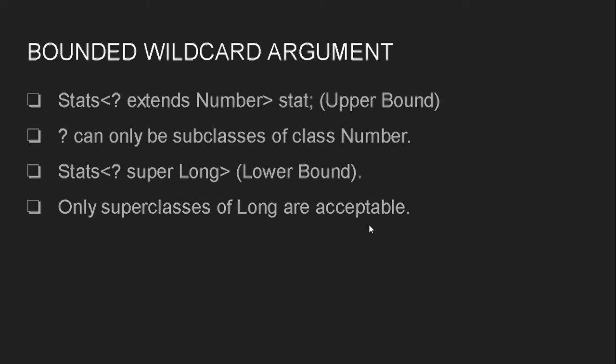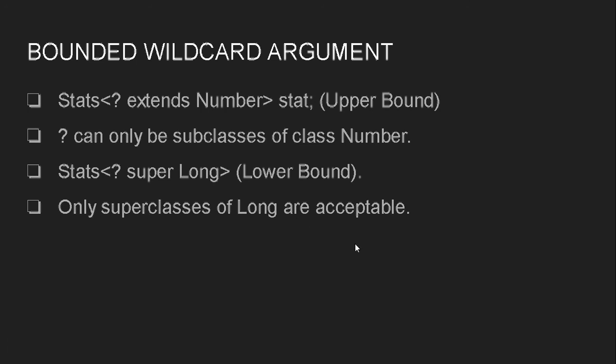Now if you remember, the super class of long is number. So number is acceptable, and the super class of number is object, obviously. So these kinds of super classes are acceptable. So here you can write either stats number, or you can write stats object, something like that. Here long is the lower bound, so the question mark can accept only super classes of long.